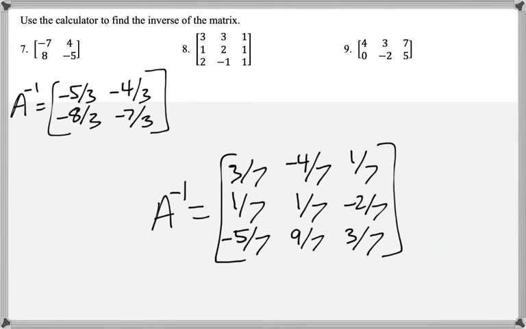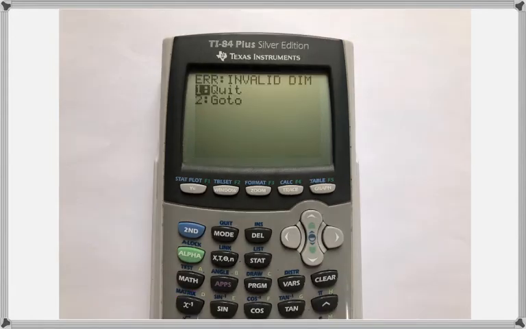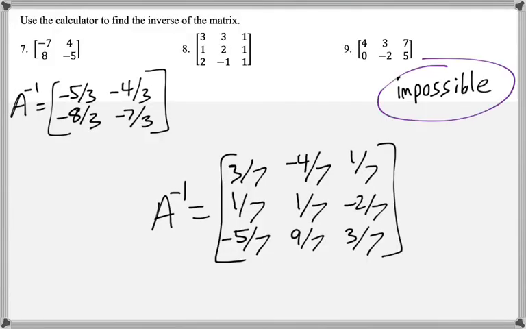And then lastly, number 9, I entered my matrix into matrix C and then pressed the x to the negative 1 key. And the calculator gives me an error message that says invalid dimension. So my answer is impossible. This matrix does not have an inverse. And that's because the original matrix is not a square matrix. It has to be a square matrix in order to have an inverse.